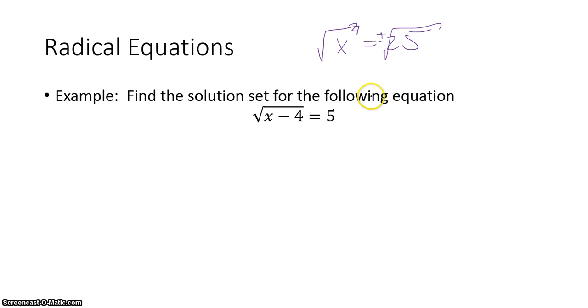And added our plus or minus. So if we had a squared, one of the ways we could get rid of that was taking the square root of both sides. So if I have a square root, how would I get rid of that? Well, what I want to do is square both sides.